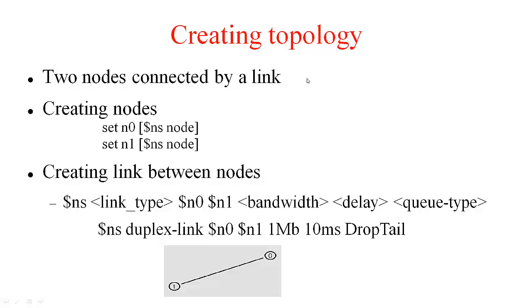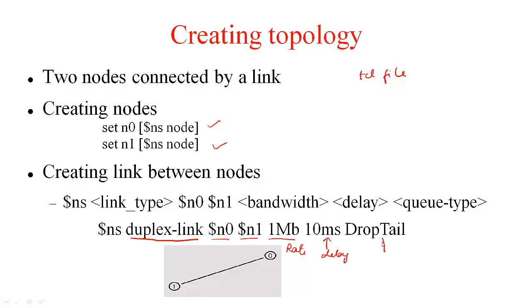So here is the meat of ns2, the things that go into the Tcl file. For example, if you want to create two nodes and connect them by a link, you create nodes using these two commands, set n0 [$ns node]. And similarly, if you want to create a link between the nodes, this is specifying the type of link. You want it to be a duplex link between which two nodes, n0 and n1. You're specifying the rate of the link and the delay. This is basically the propagation delay.